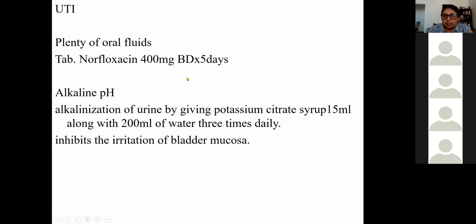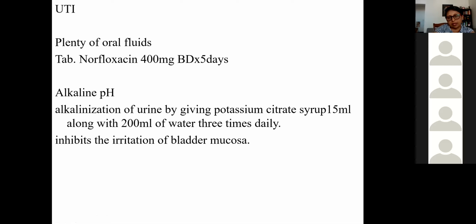Then the third question was, what is the favorable urinary pH for fluoroquinolones? In Tripathi, you can see there is a tabular column where you can find the different pH that is necessary for each antibiotic. For fluoroquinolones, it is alkaline pH. How can you make the urine alkaline? We can give potassium citrate syrup, 15 ml, diluted with 200 ml of water, consumed 3 times daily. It also reduces irritation of the bladder mucosa. So by alkalinizing, it favors the action of norfloxacin, because it is a fluoroquinolone.